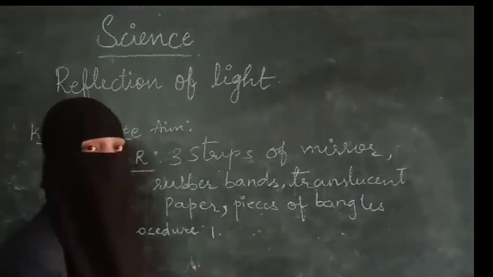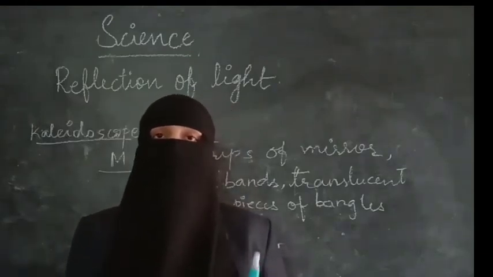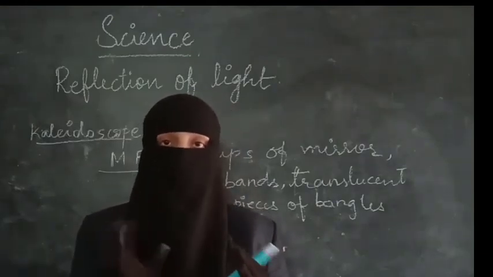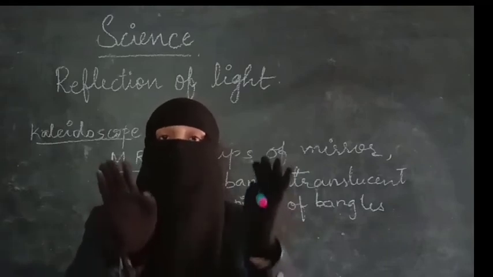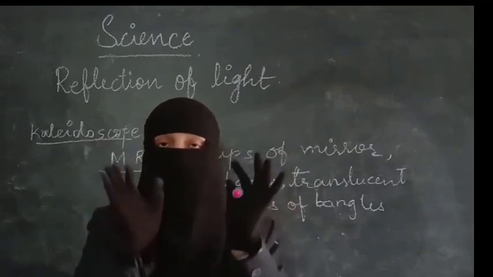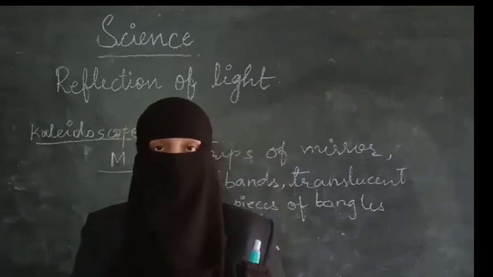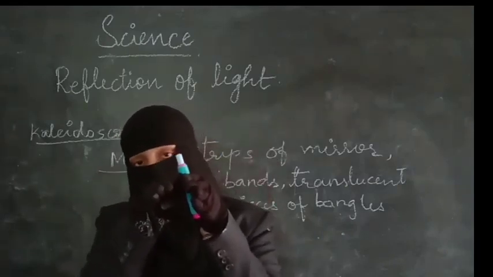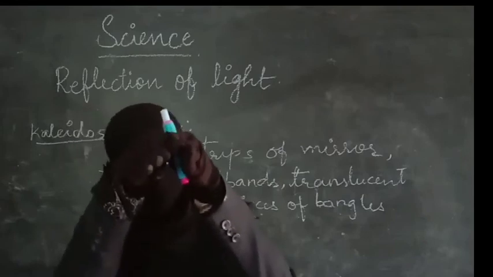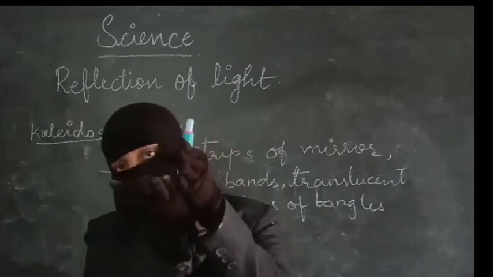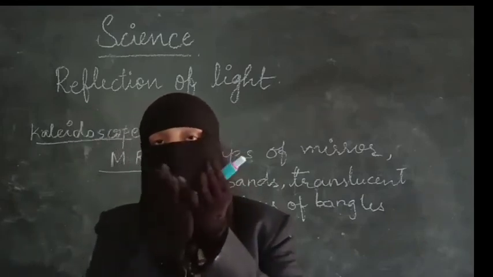So first, take 3 mirror strips and arrange them to form a triangle. How to form a triangle? Assume these are my hands as mirror strips. My palms are the reflecting surfaces. So 2 I am going to place like this. Okay, so obviously the third mirror will be here. So I will be getting a triangular shape.